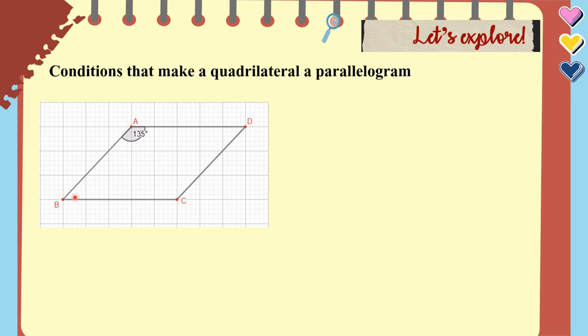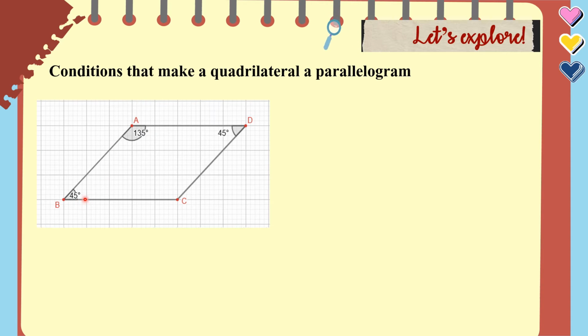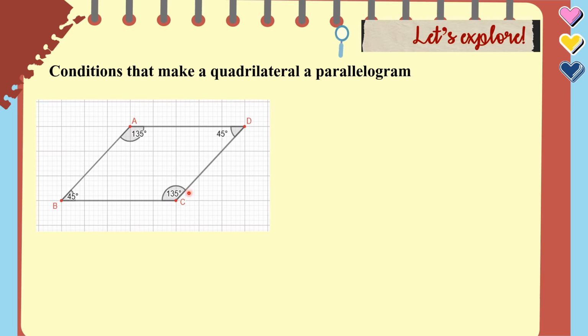Based on the measurements that I got from the GeoGebra app, the measure of angle A is 135 degrees. The measure of angle B is 45 degrees. The measure of angle D is 45 degrees. And the measure of angle C is 135 degrees.